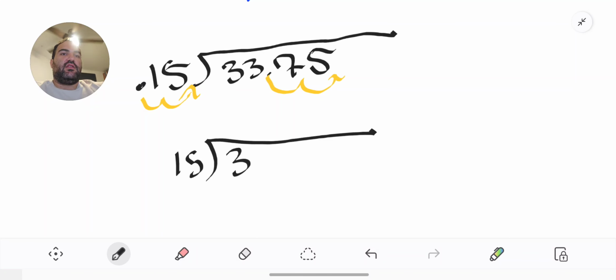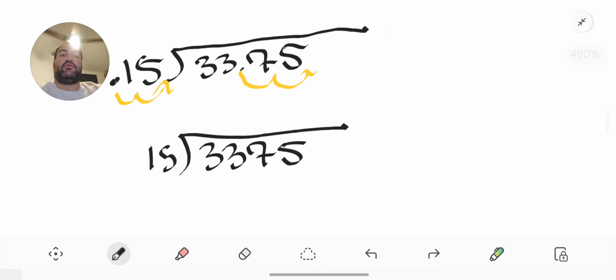That's going to be 3375. So we got whole numbers now. Okay, this is how you start these. Can 15 go into 3? No. I like to just leave it blank. Some people like to put a dash. I'm just going to leave it blank.